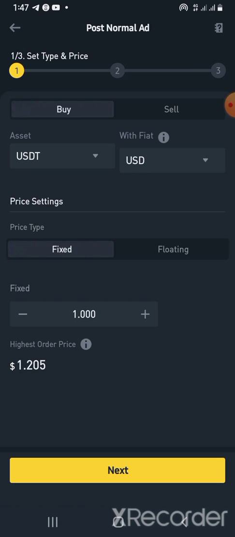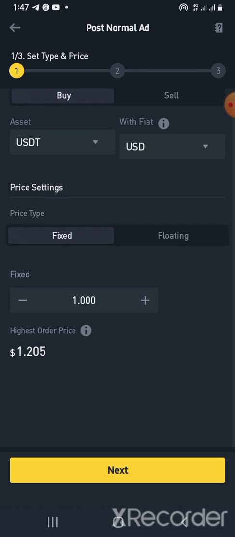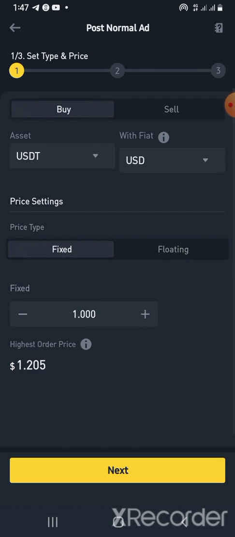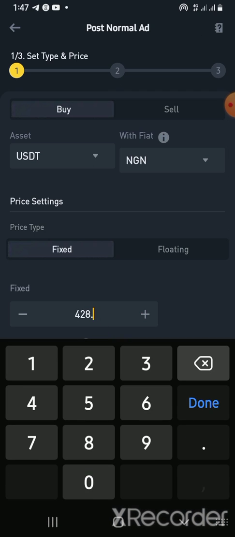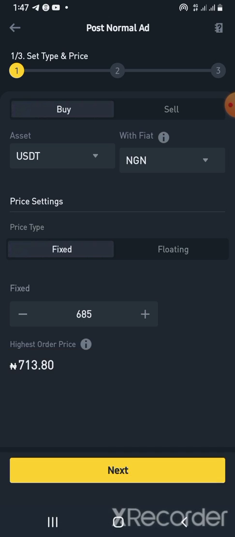Now remember, I set an alarm already that tells me when the price is at a particular price. I set it, so I can still come here and now set an ad and say, okay, I want to buy. Let me see, I want to buy at 680, or sorry, 685.